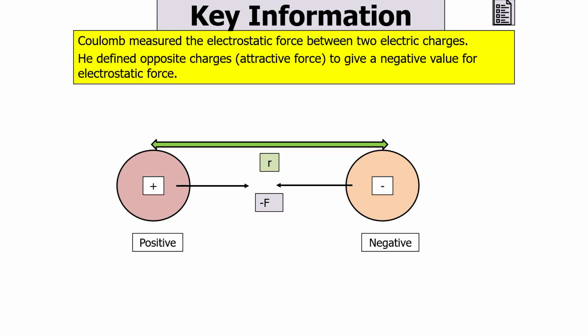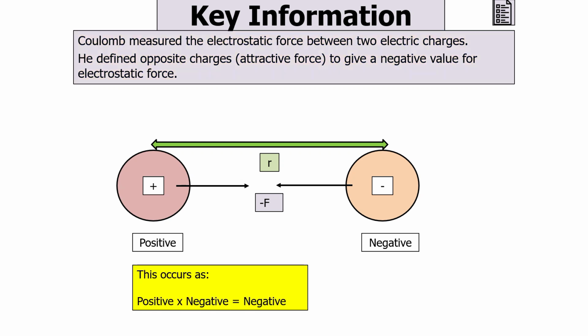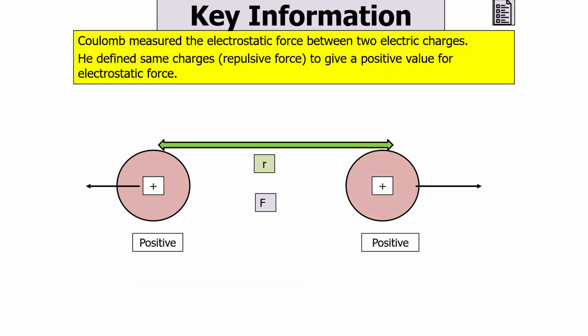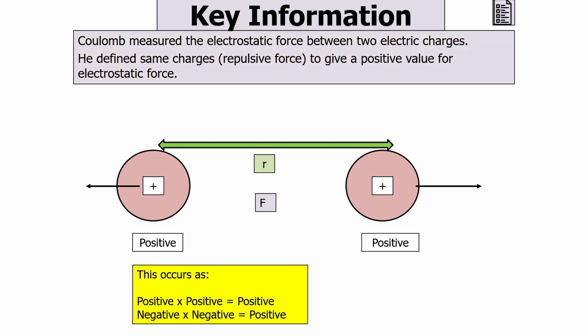So Coulomb measured the electrostatic force between two electric charges. He defined opposite charges, which give an attractive force, as having a negative value for the electrostatic force. This occurs as a positive times a negative is equal to a negative. Also note, we measure r, the separation of the charges, from one centre of mass to the other centre of mass. Coulomb defines same charges, which provide a repulsive force, as giving a positive value for the electrostatic force. This occurs as a positive times a positive is a positive, and a negative times a negative is equal to a positive.